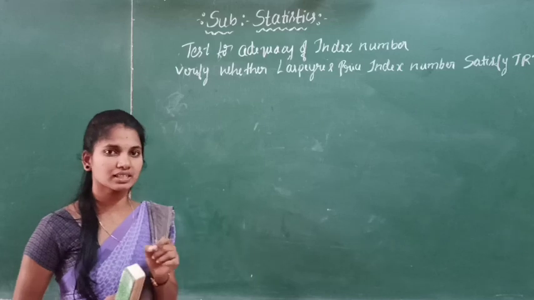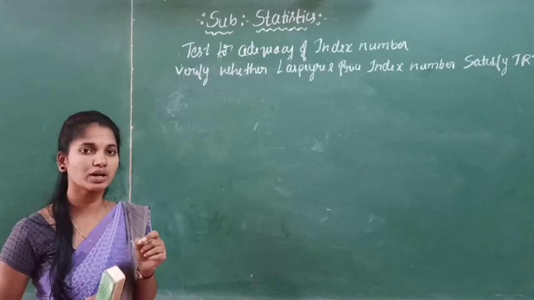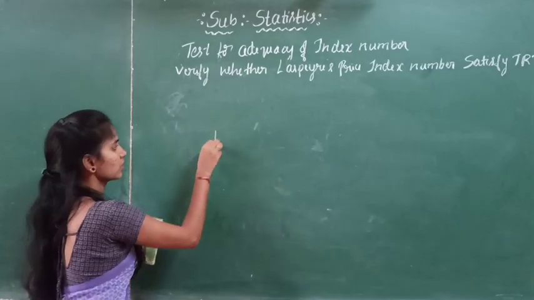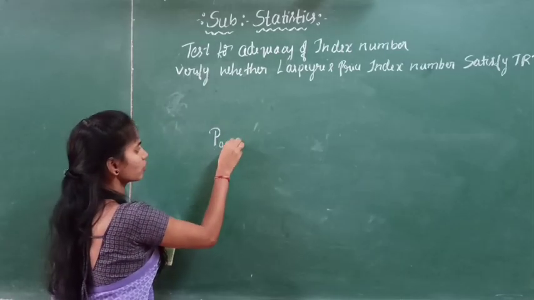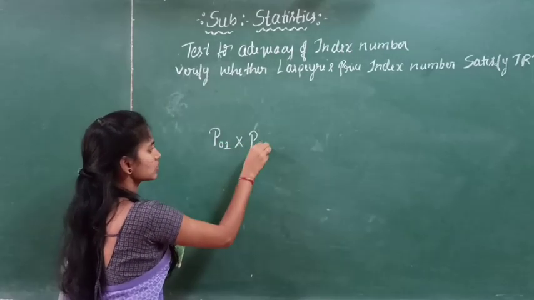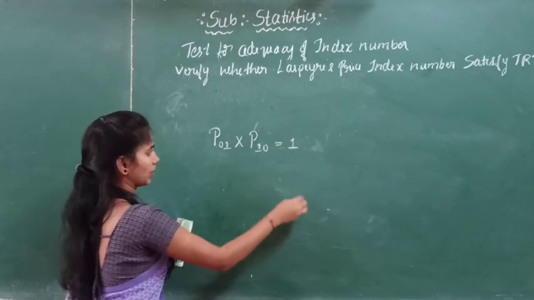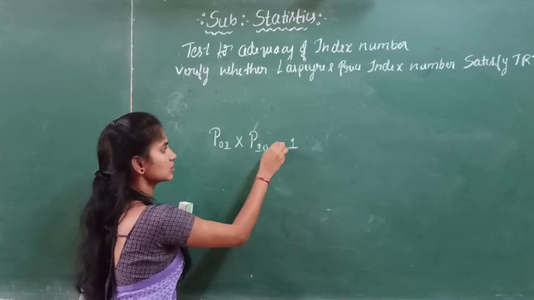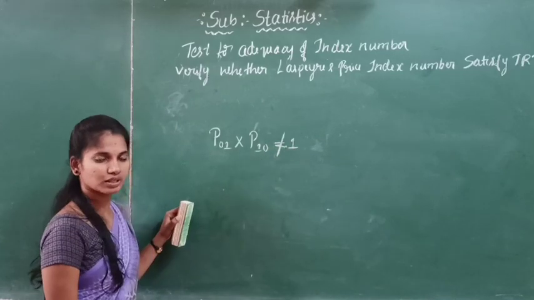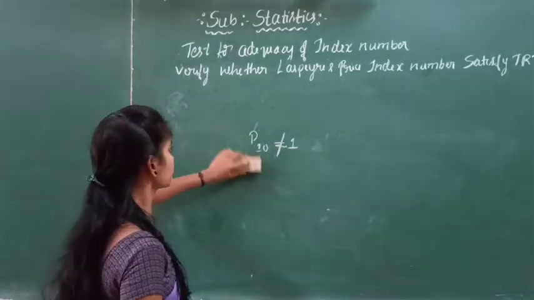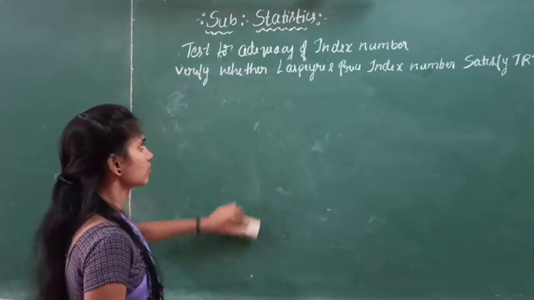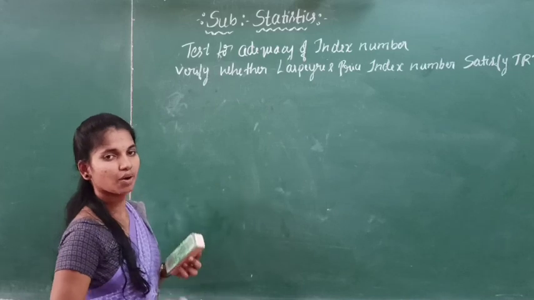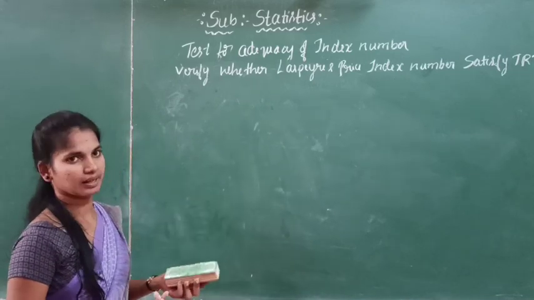Here, if it satisfies, we write it as equal to 1. That means the time reversal test equation is P01 into P10 which is equal to 1. If it satisfies, we write equal to 1. If it is not satisfied, we write not equal to 1. First you have to write step by step how it satisfies. You prove how it satisfies TRT.